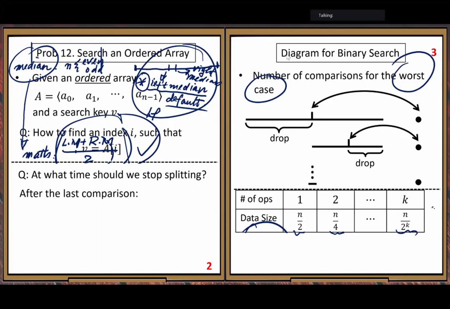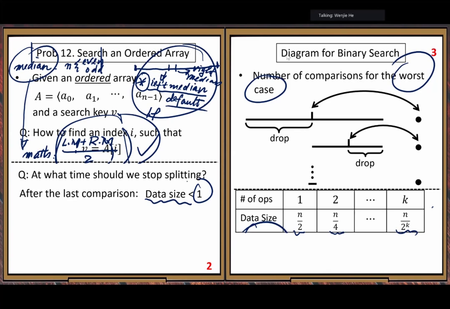So think about the situation after the last comparison. What is the data size after the last comparison? After K comparisons. If the data size after K comparisons is strictly less than 1, then you do not need to do any more comparison, right? Strictly less than 1 means you have at most one element to be considered.